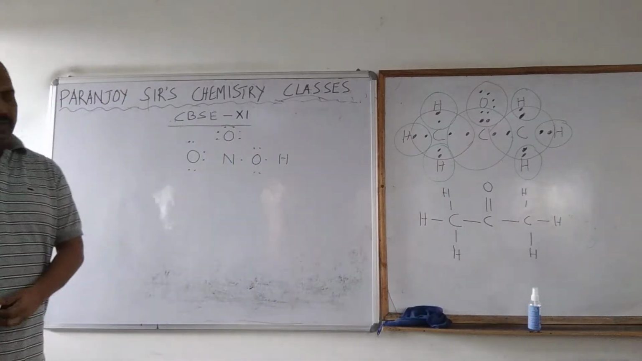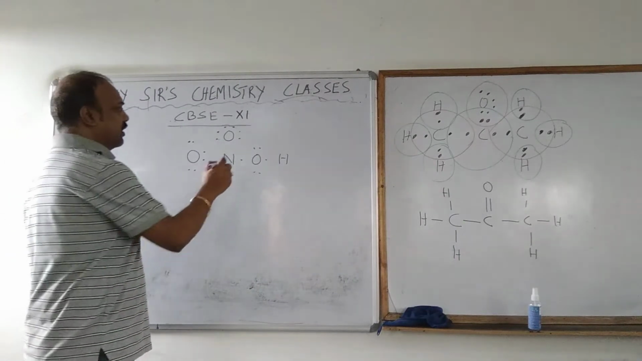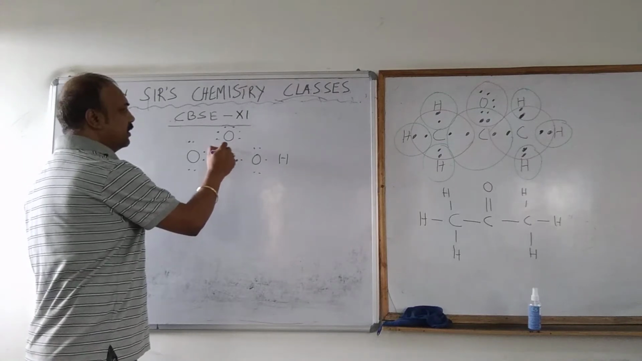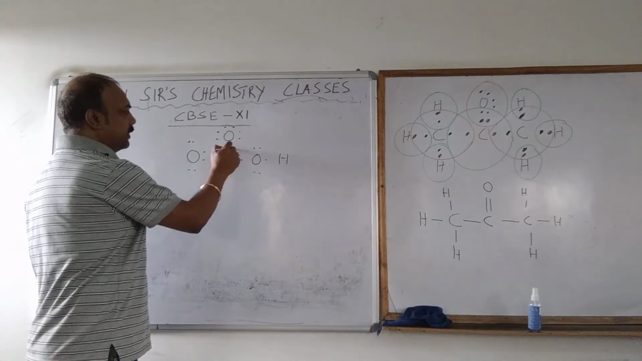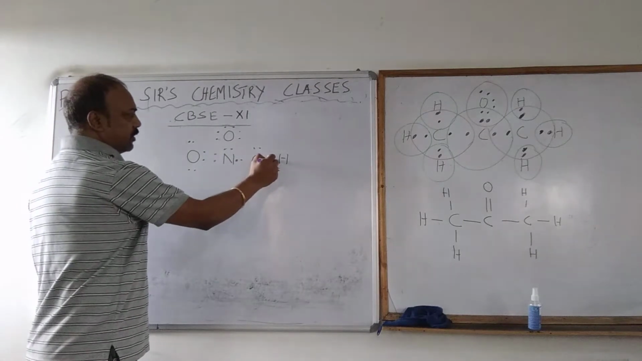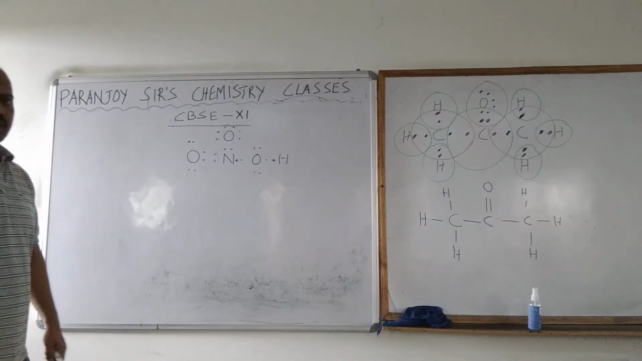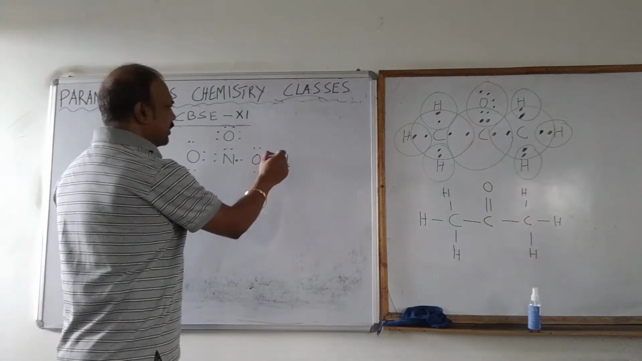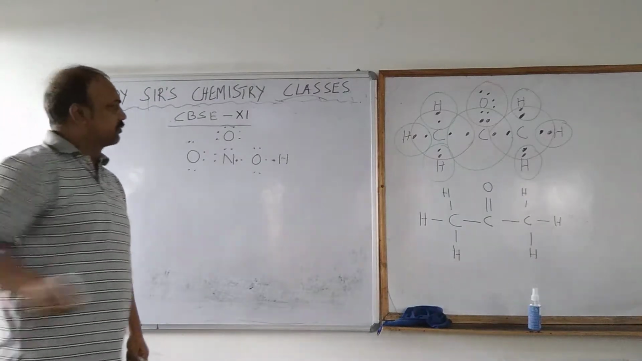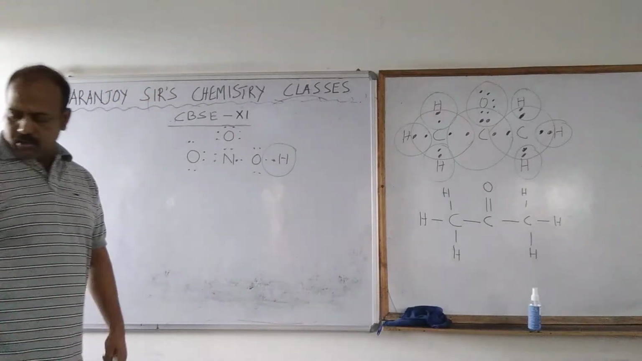And let me draw it with another color for nitrogen's electrons and hydrogen's electron. Nitrogen has 5 electrons in its valence shell, 1, 2, 3, 4, 5, and hydrogen has 1 in its valence shell. So just as I told you, a little bit of practice. This hydrogen, I want to make it 1. So this hydrogen is 1, and this hydrogen is 1.